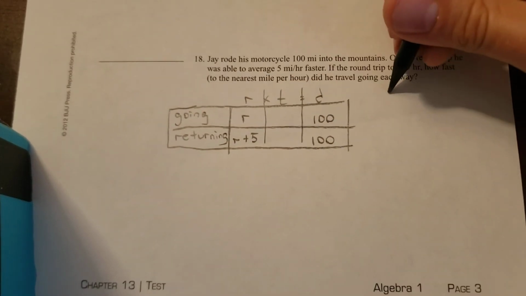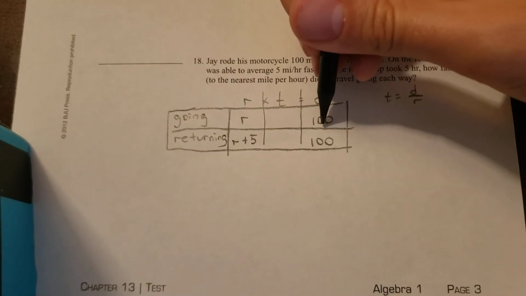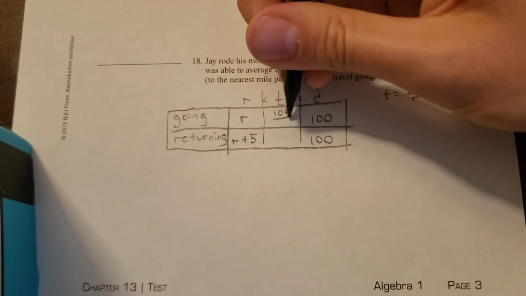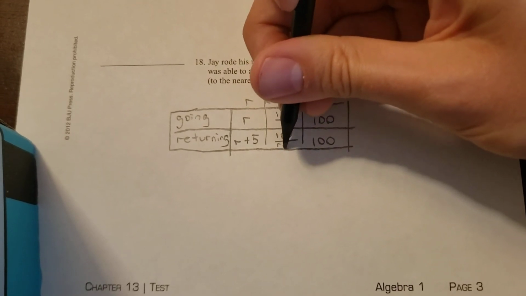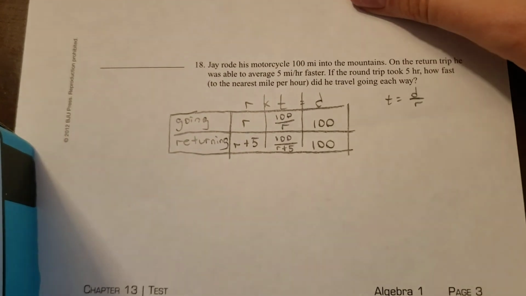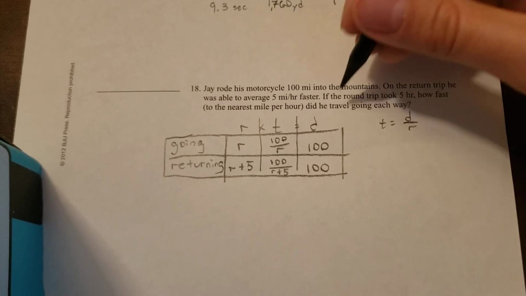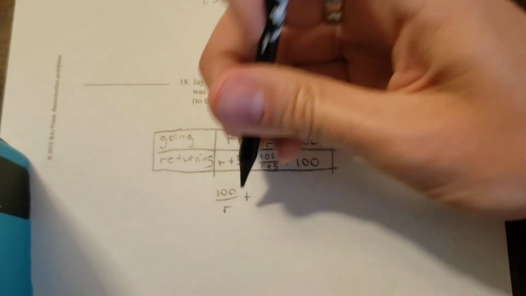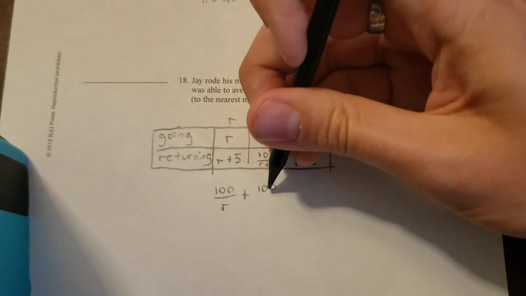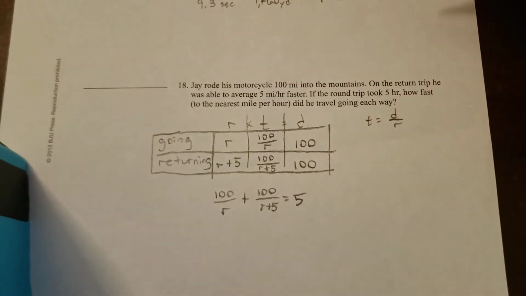The distance in all was 100 miles. And we know that time equals distance divided by our rate. So 100 over r. In this case, it's 100 over r plus 5. And we know that the time, or one round trip there and back again, so this plus this equals 5.